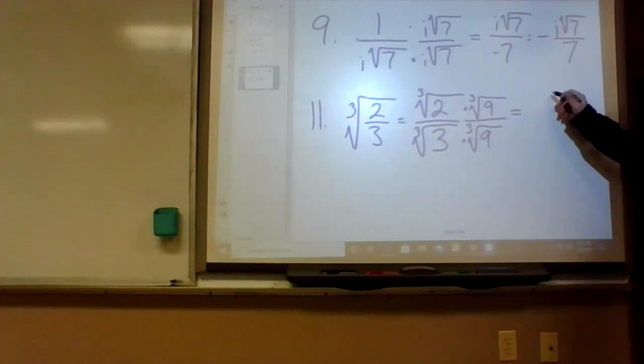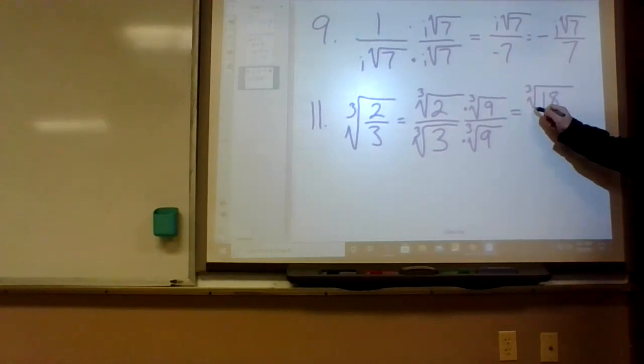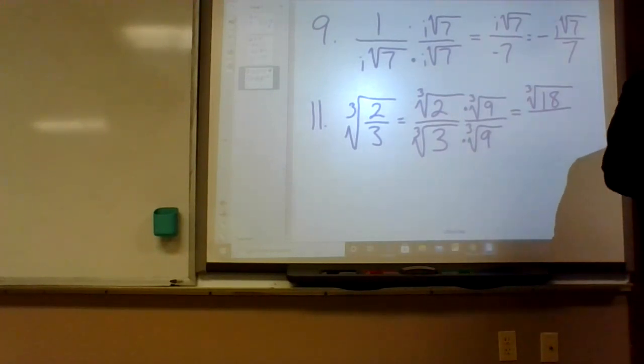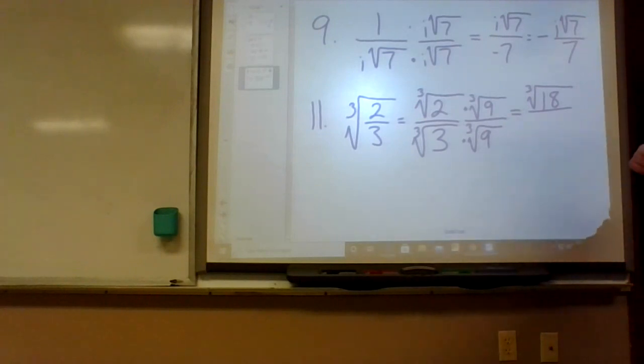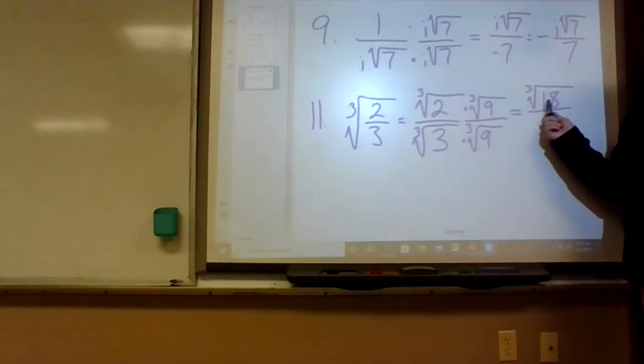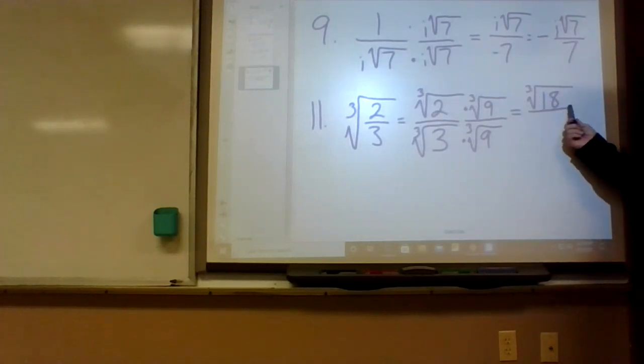So the top is cube root of 18. Is that going to simplify? What numbers have cube roots? 2 to the third is 8. 3 to the third is 27. So that's already too big. 8 does not go into 18. So no, there's no triples in 18. 18 is like 3 times 3 times 2. So there's no triple. It doesn't simplify.